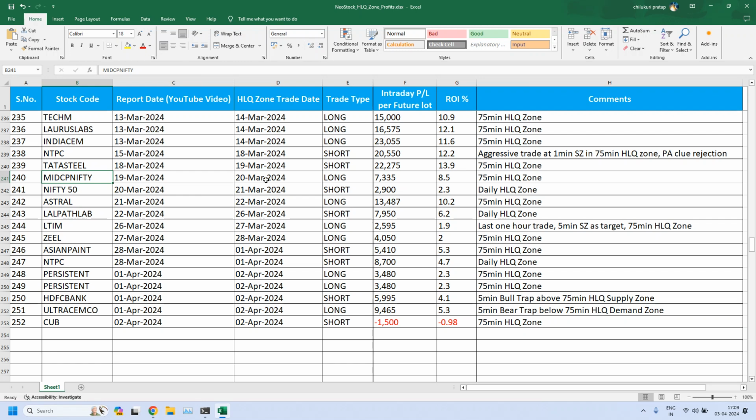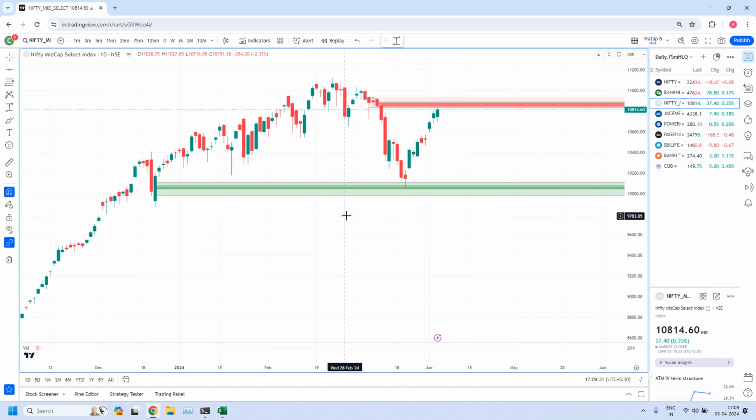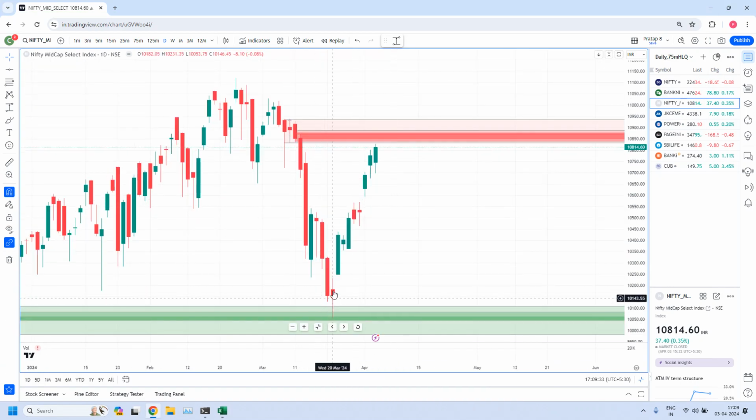Here, see here, on the 20th we took a HLQ zone trade. On the 19th our software gave this report. On the 20th we took a trade and it gave 8.5 times return, intraday return. But any swing trader would have held this. See how much return it has given. It is over a 750 points move.